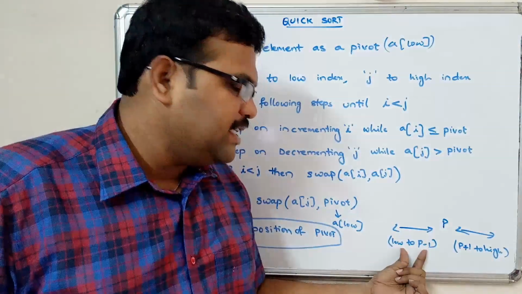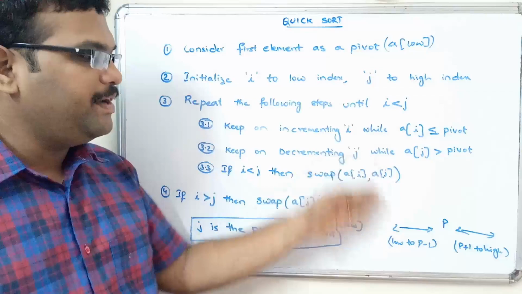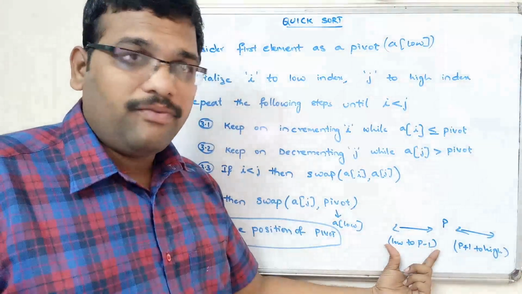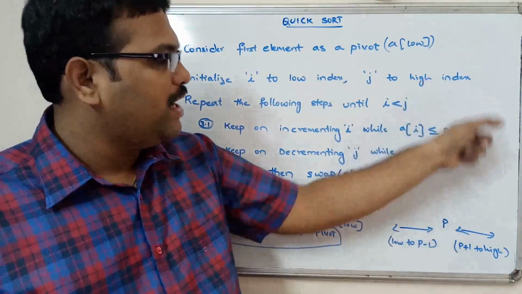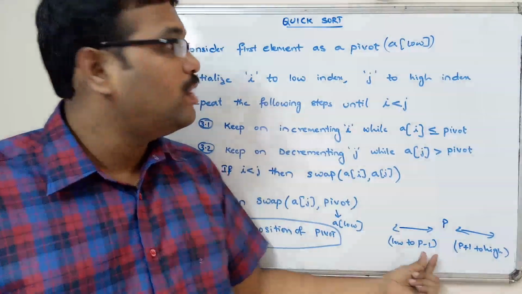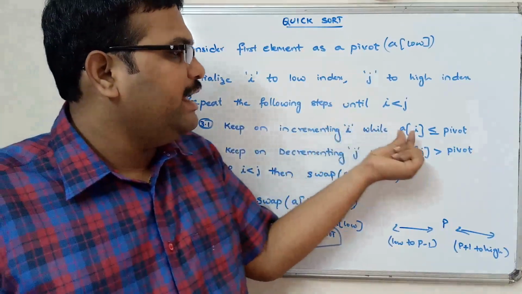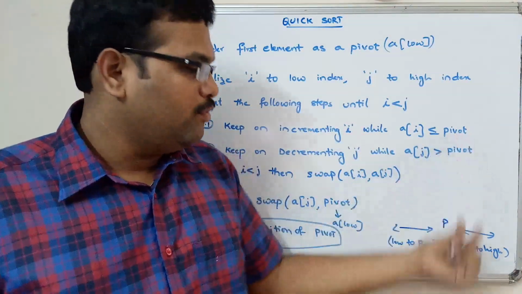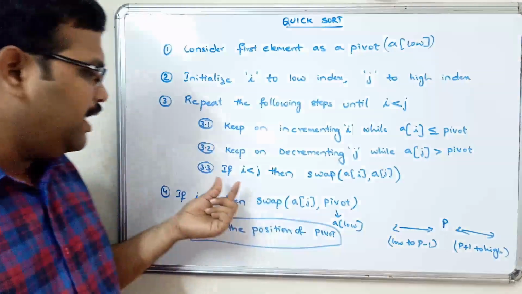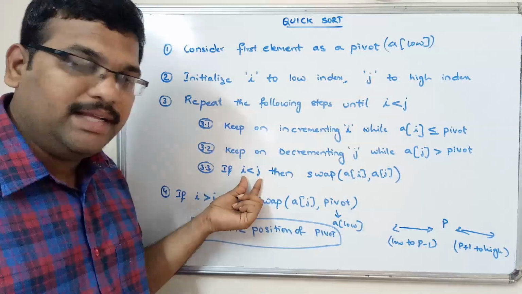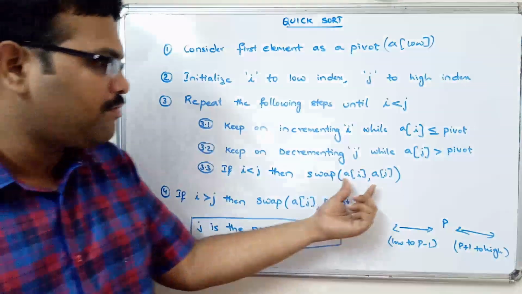So consider this partition, and here also repeat the same process. Recursively repeat the same process. Consider this partition as an array of elements. Now consider the first element as the pivot, and set i to the low index and j to the high index. So i will be low, j will be p minus 1. Then repeat the following steps until i is less than j. Keep on incrementing i while a of i is less than or equal to the pivot, and keep on decrementing j while a of j is greater than the pivot. Then if i is less than j, simply swap the elements at positions i and j.